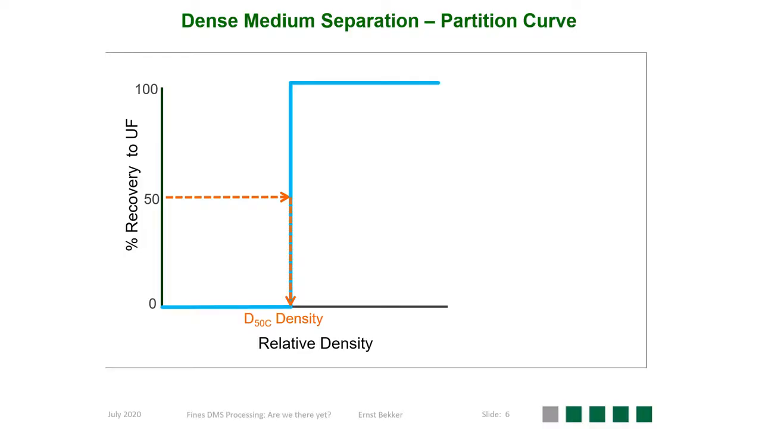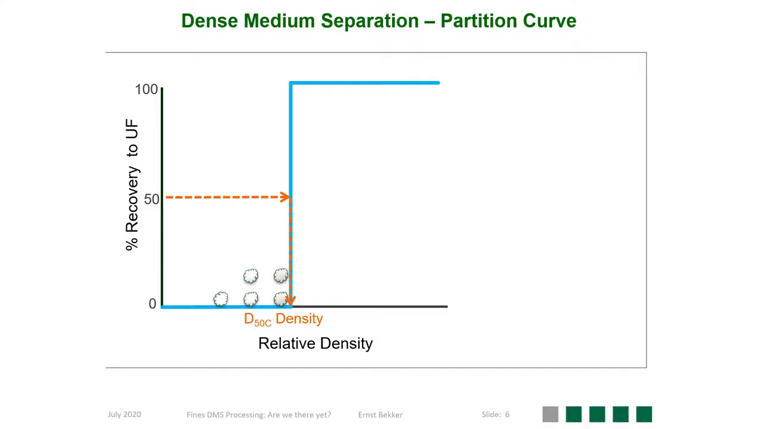In dense media separation, there is a terminology, the partition curve. And what that is is the following. The blue line on this graph illustrates perfect separation. And the density where there is no light material reporting to the underflow is given as the cut density. The cut density is defined as the particle density that has a 50-50% chance of reporting either to the floats or overflow, or to the sinks or the underflow.